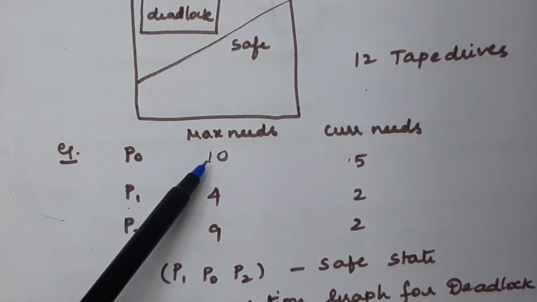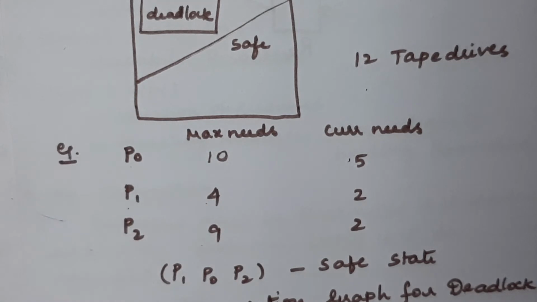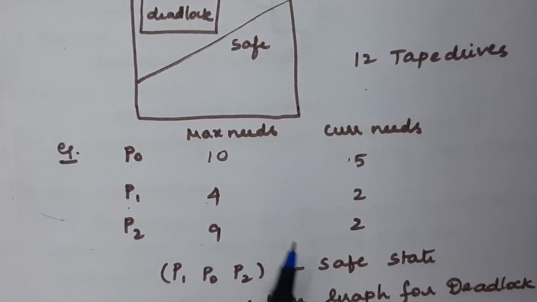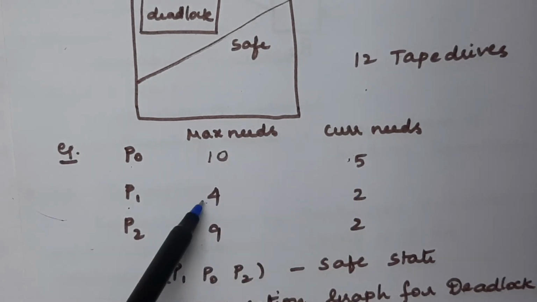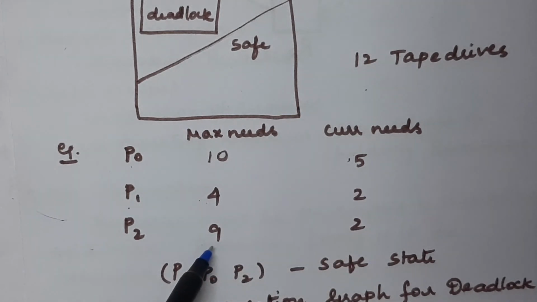But what is the maximum need of the P0 process? It is 10. We have allocated only 5, so the remaining number of resources it needs is 5. For P1, we have allocated only 2, so the remaining need is 2. And for P2, we have allocated only 2, so the remaining number of resources it may require is 7.